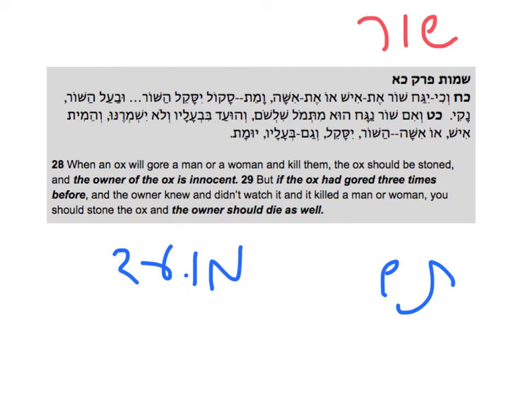Now, the owner doesn't actually have to die if this ox then goes and kills somebody, but the psukim are pointing out that once you know that there's a situation where damage should be expected, this is a dangerous ox, you are then held fully responsible. And when it comes to damages, we pointed out, you have to pay nezek shalem, full damages.